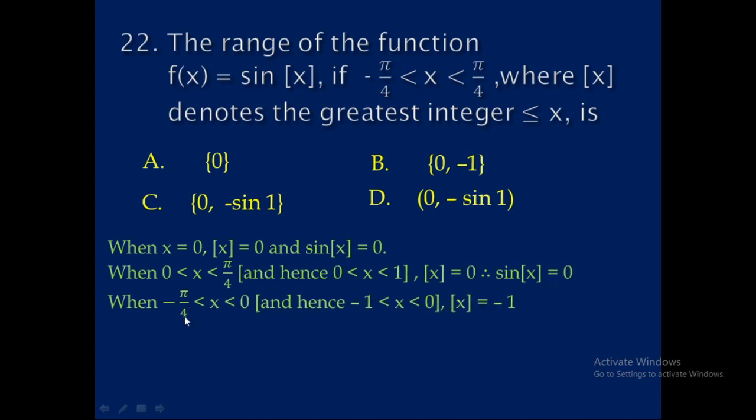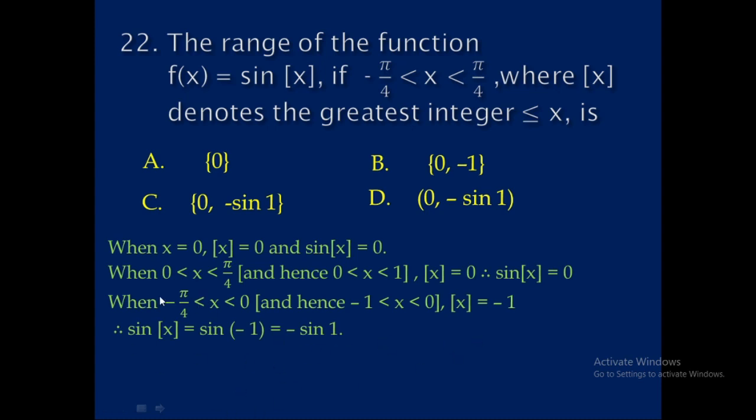And x is greater than minus pi by 4 and less than 0. It means x lies between minus 1 and 0. It is greater than minus 1 and less than 0. Then the greatest integer of x is equal to minus 1. Therefore, the sine of the greatest integer of x, sine of minus 1, means minus sine 1.